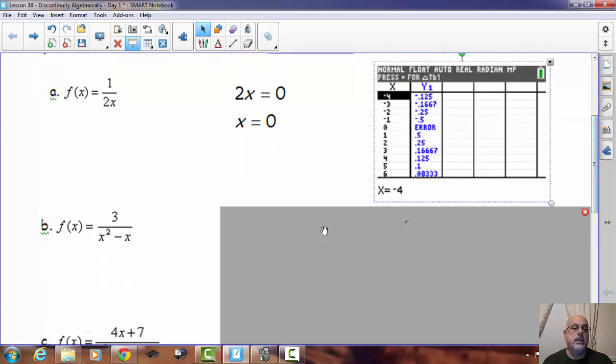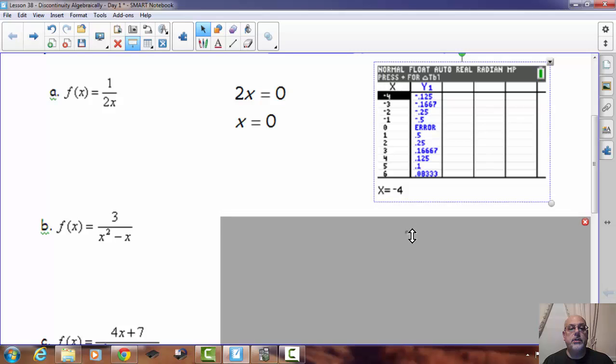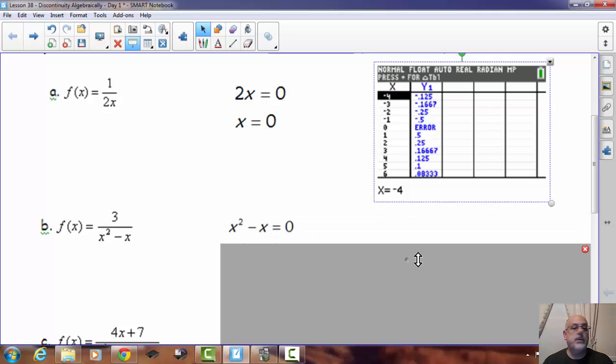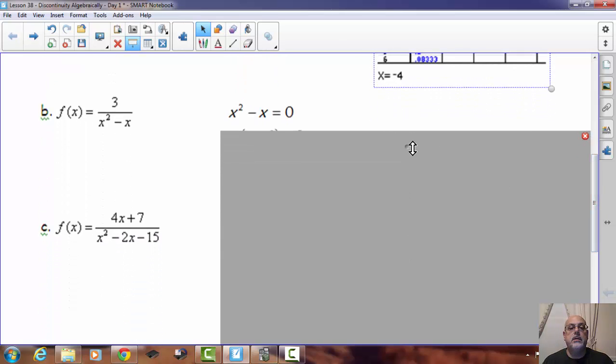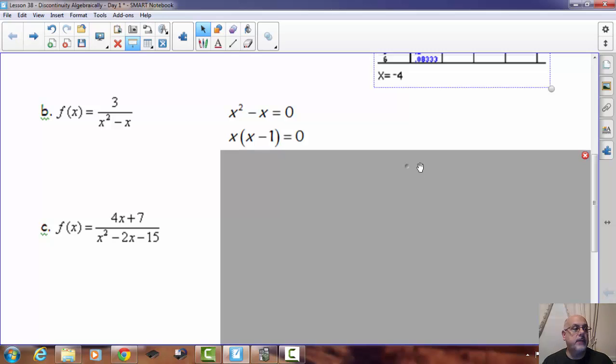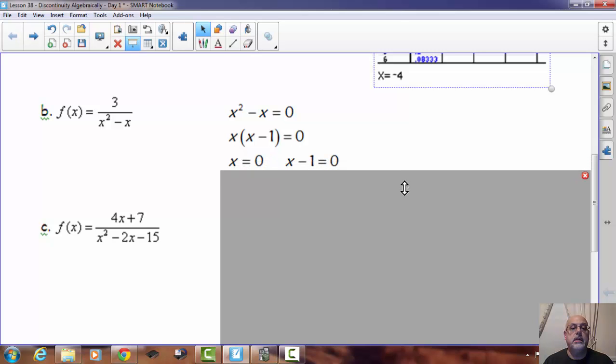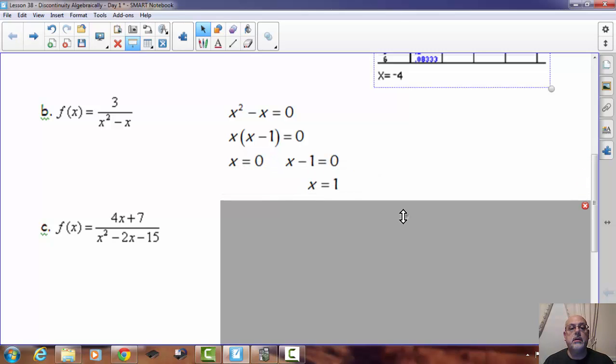So let's take a look at the next one. 3 divided by x squared minus x. So to determine where the function is discontinuous, you take the denominator only and set it equal to 0. So that has to be factored. So factor out the greatest common factor of x, and that leaves you with x times (x minus 1) equals 0. You set each factor equal to 0. And we find out that we're going to be discontinuous at x equals 0 and x equals 1.